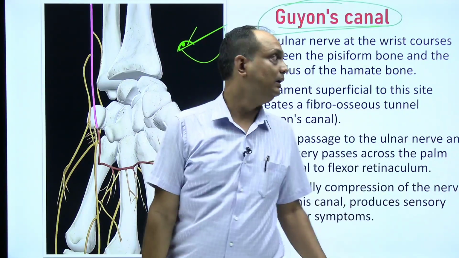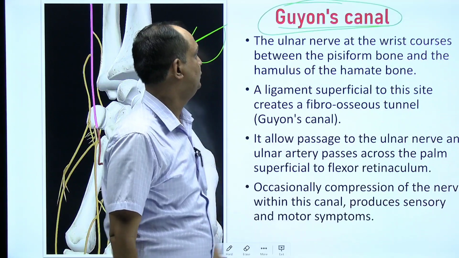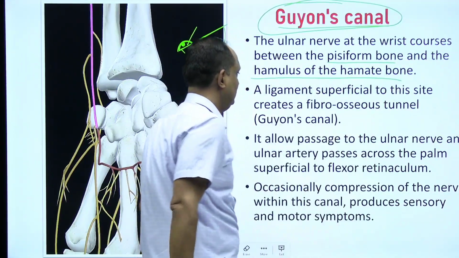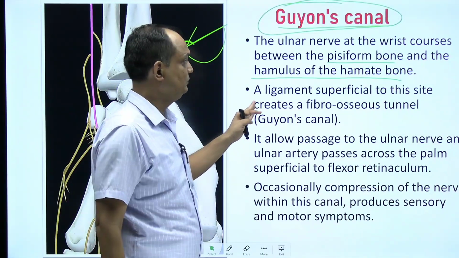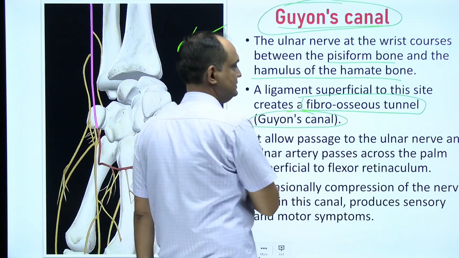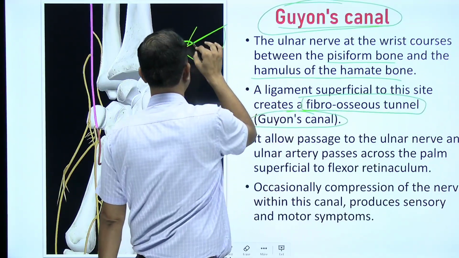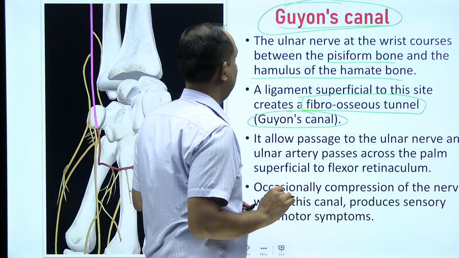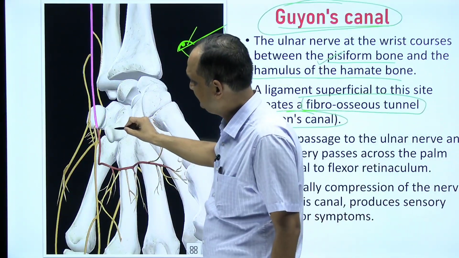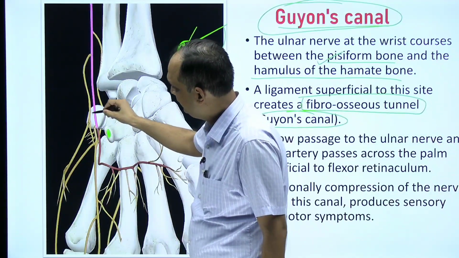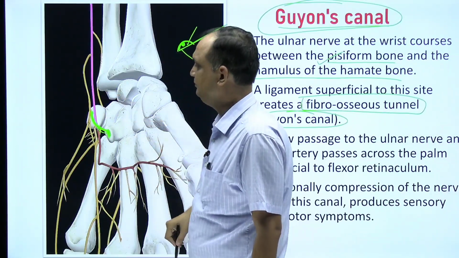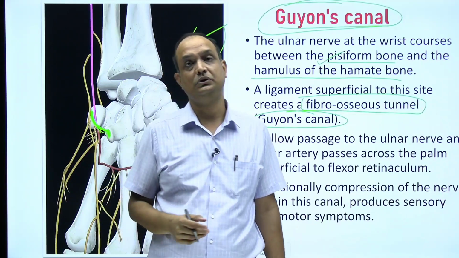So what is Guyon's canal? The ulnar nerve at the wrist courses between the pisiform bone and the hook of the hamate bone, and a ligament which lies superficial to this site creates a fibro-osseous tunnel, and that is known as Guyon's canal. This ligament is a connection between the pisiform and the hook of hamate. Here you can see that this is the hook of hamate, this is the pisiform, and in between there is a connection, and this connection makes an additional canal known as Guyon's canal.